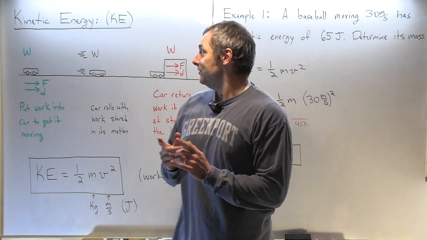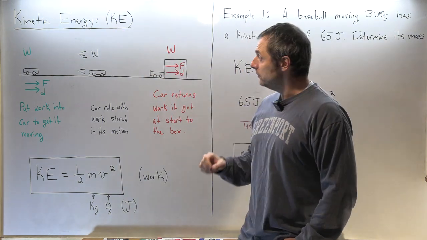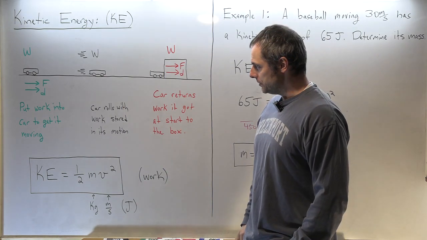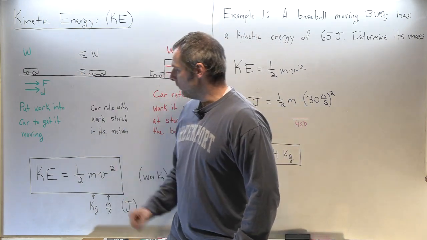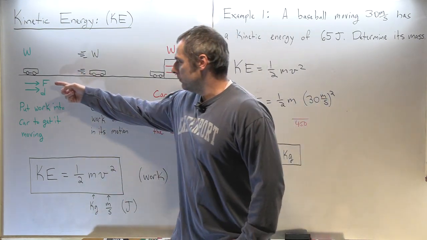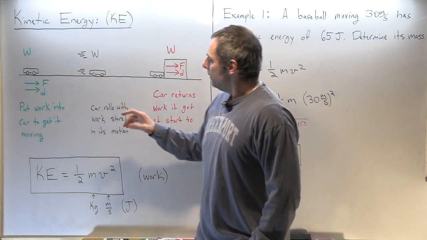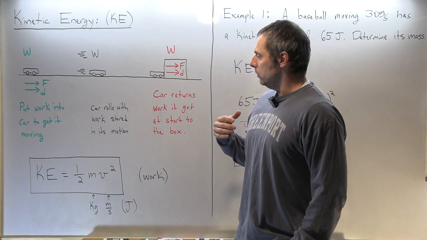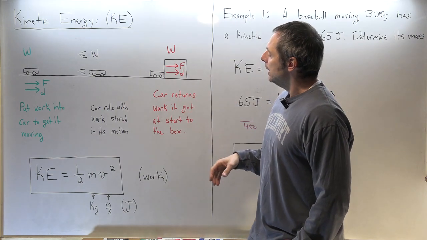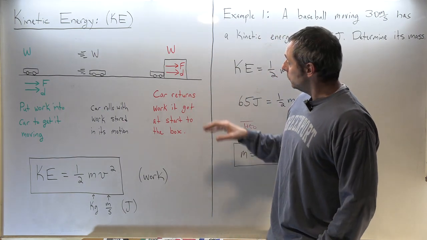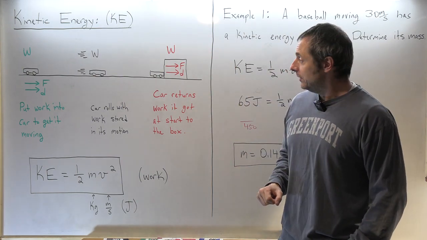Let me just move this stuff aside. That brings us to today's notes. Kinetic energy, that's what that's called, and the symbol we use in Regents is KE, which makes sense: kinetic energy. This diagram illustrates what we saw here. I've got a car at rest. It will not move until I put a force times distance on it, so I'm putting work into the car to get it moving. Then the car rolls with work stored in its motion. And finally, when it hits something and comes to rest, the car returns the work it got at the start to the box, or whatever it hits.